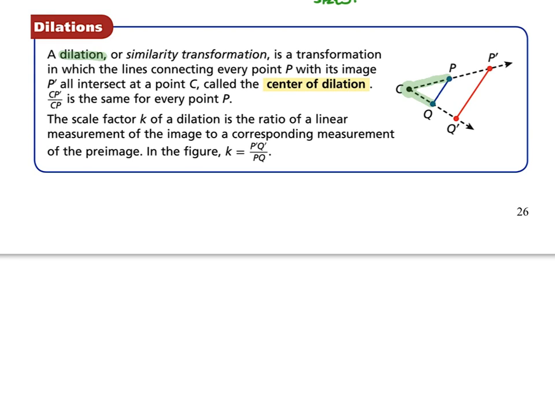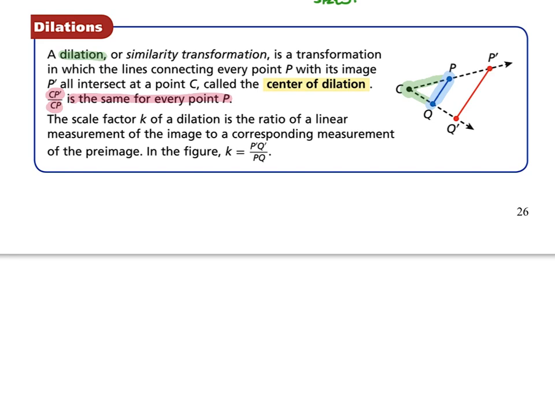We have this segment, PQ, and we want to dilate it so that we have an image of the segment of PQ that is larger. The way that we're going to look at this is the distance from point C to point P prime over the distance from point C to point P is the same for every point P. So every point is going to be dilated, or the distance between every point and every other point is going to be dilated the same exact amount.